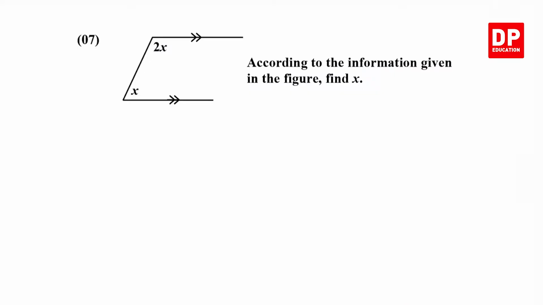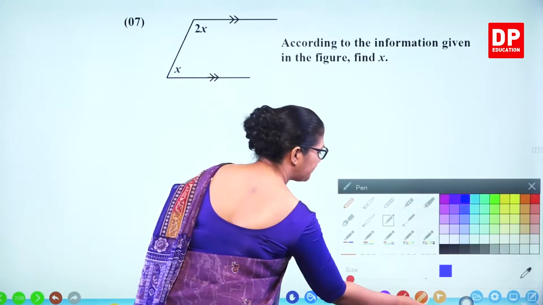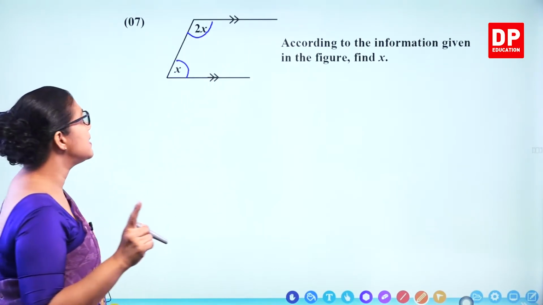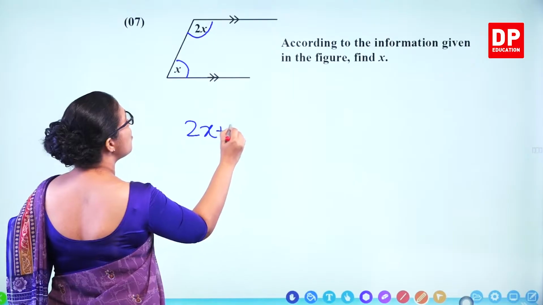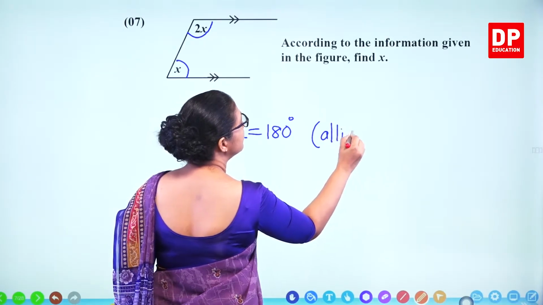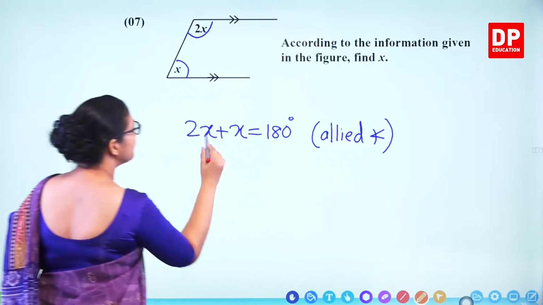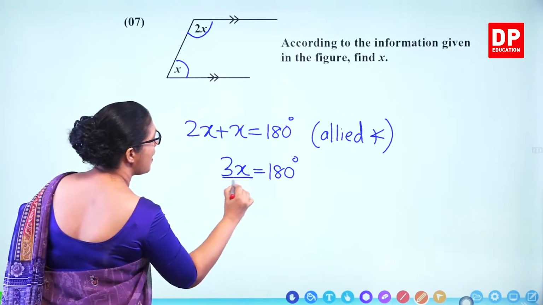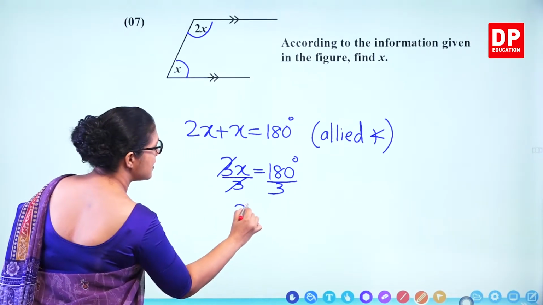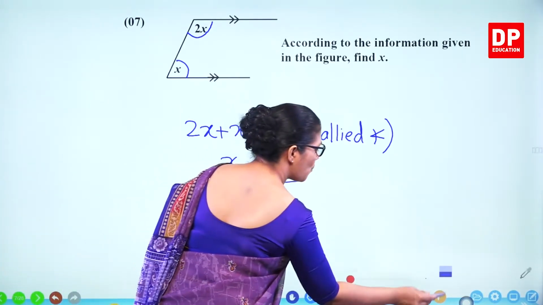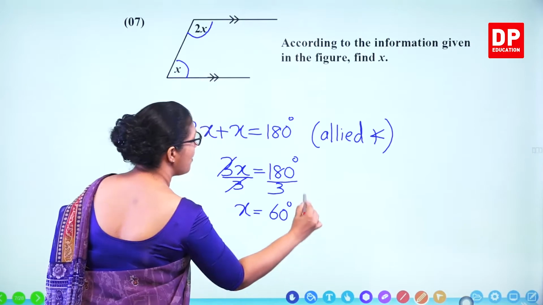Question number 7. According to the information given in the figure, find x. So 2 parallel lines are given. What can you say about these 2 angles? Those are allied angles. Allied angles add up to 180. So 2x and x becomes 3x is 180. Divide by 3, you get x equals 60 degrees. So 2 marks for that, 1 mark for the answer and 1 mark for the method.